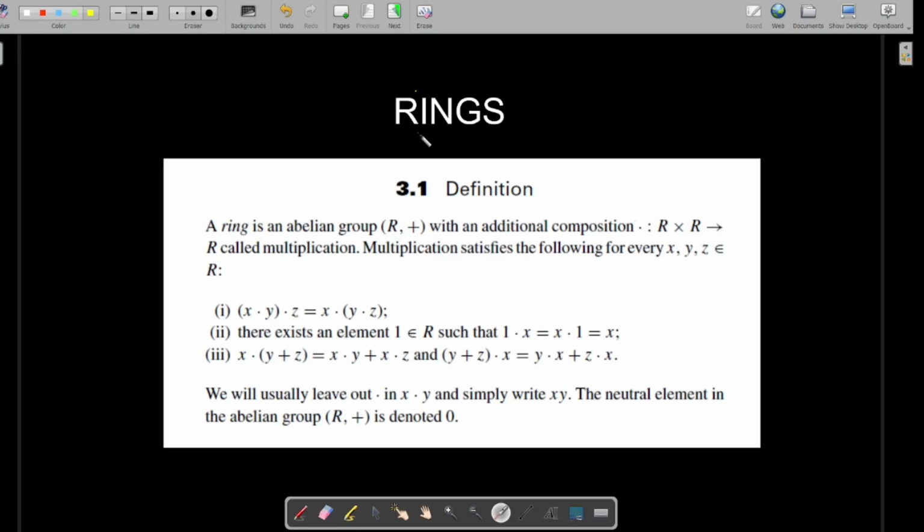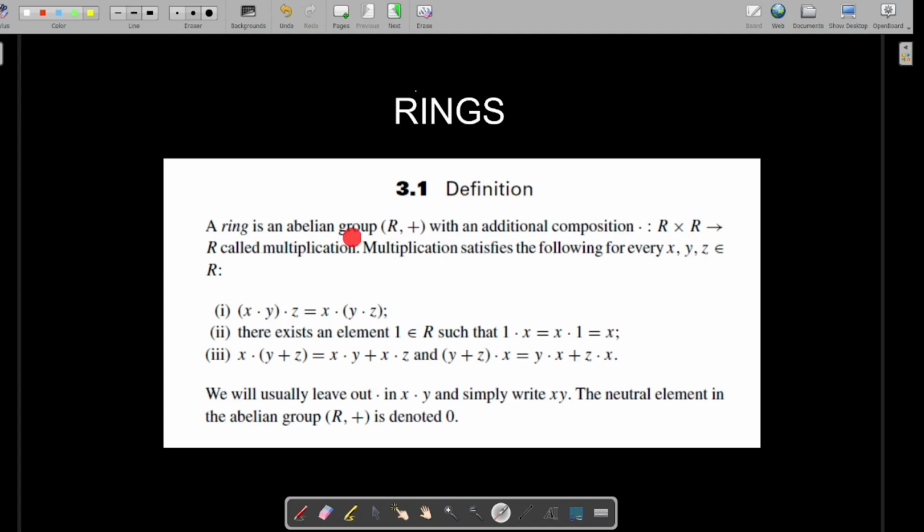Today we will discuss an algebraic structure called rings. This particular algebraic structure contains a set R together with two operations, addition and multiplication, between the elements of R. And let me go through the definition of a ring.